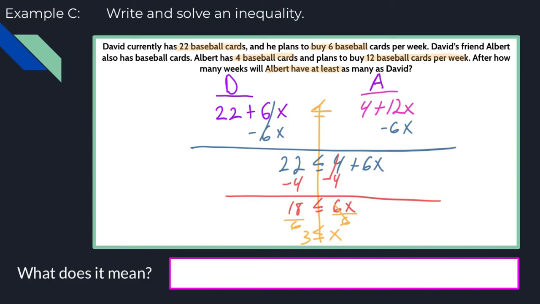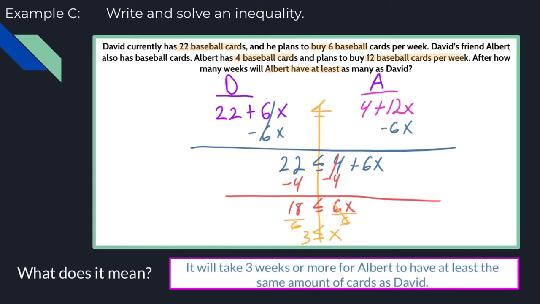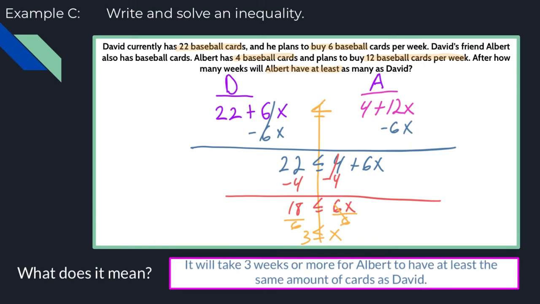So what does this mean? It means it will take 3 weeks or more for Albert to have at least the same amount of cards as David. Now let's take a look at example D.